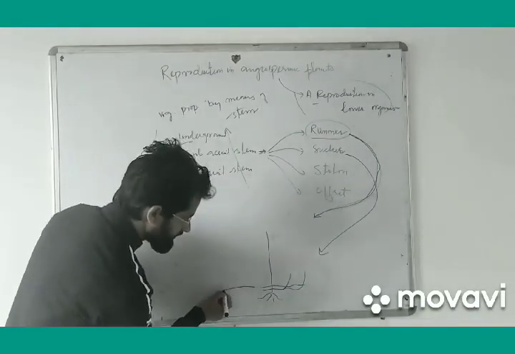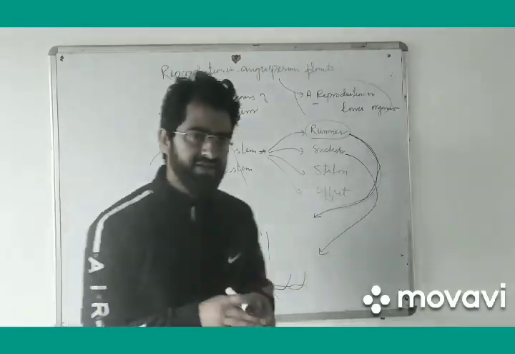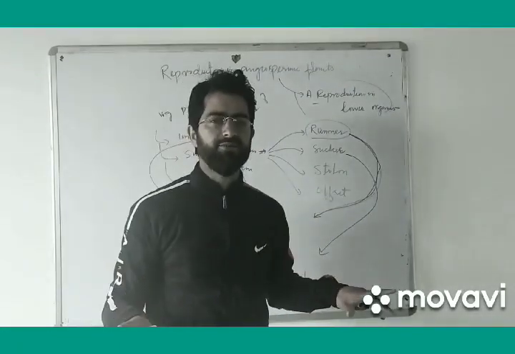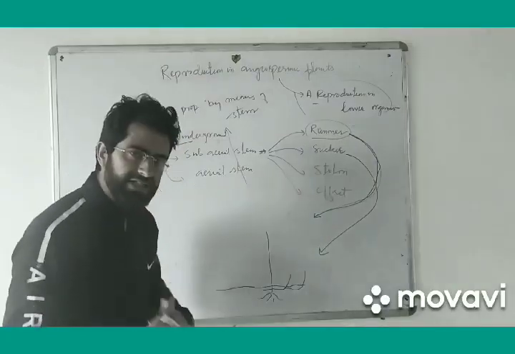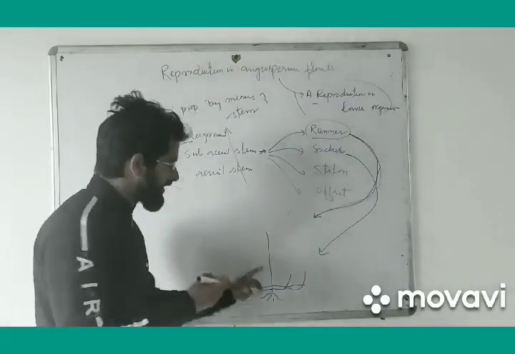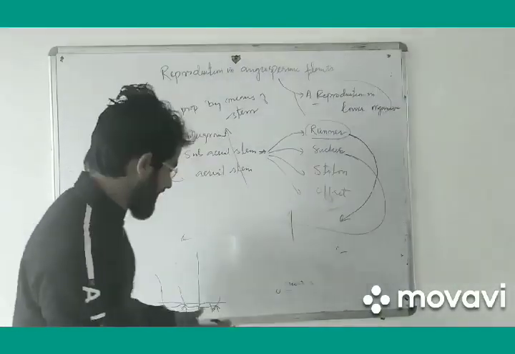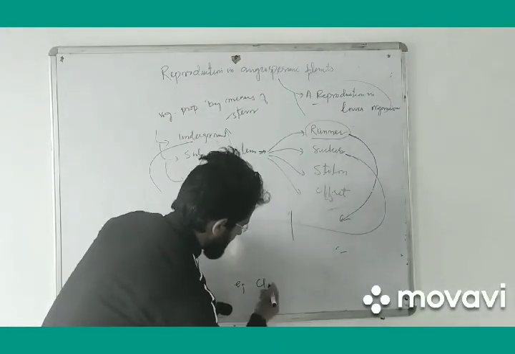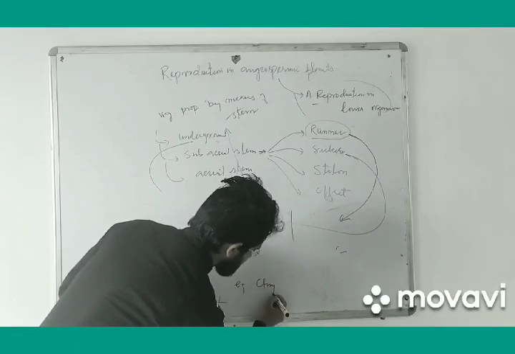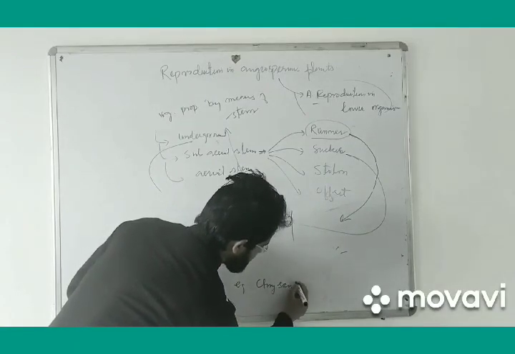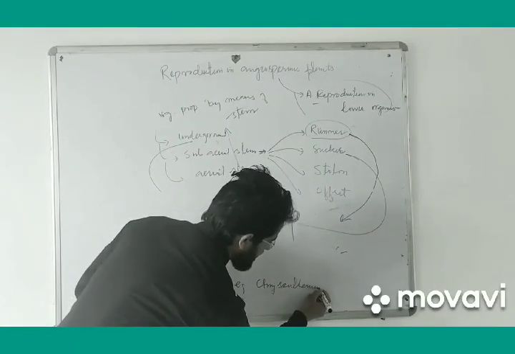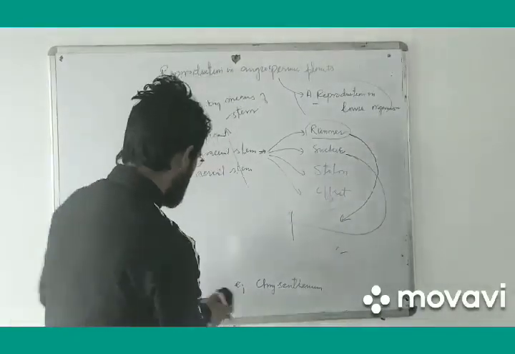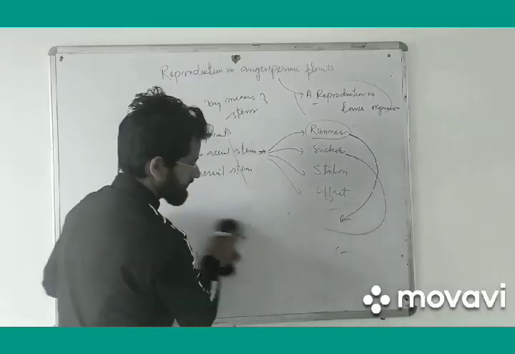Right? What are suckers? Suckers are sub-aerial branches of plants running underneath the soil for some time and later on emerging out of soil, giving rise to new plants. An example is chrysanthemum. Right? This is about suckers. Now we will talk about stolons.